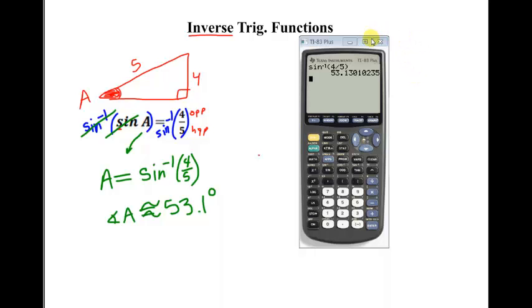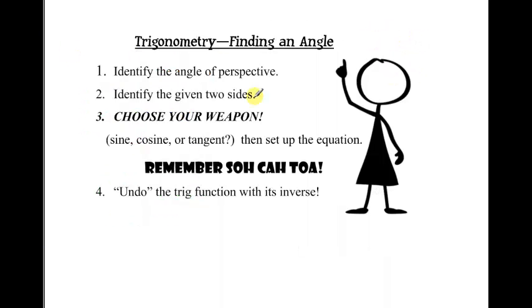You're going to use the inverse trig function. Let's do it with an example. These are the steps. You already know how to do a lot of this. Namely, you know how to find the angle of perspective. Now, note, this is going to be the angle that you're looking for. This is going to be the question in the problem. Identify the given two sides. You'll need to know at least two. And then choose your weapon, sine, cosine, or tangent, from the setup. And then you're going to undo the trig function with its inverse. So that's where we're going to go to the calculator with inverse sine, inverse cosine, or inverse tangent to solve our equation.